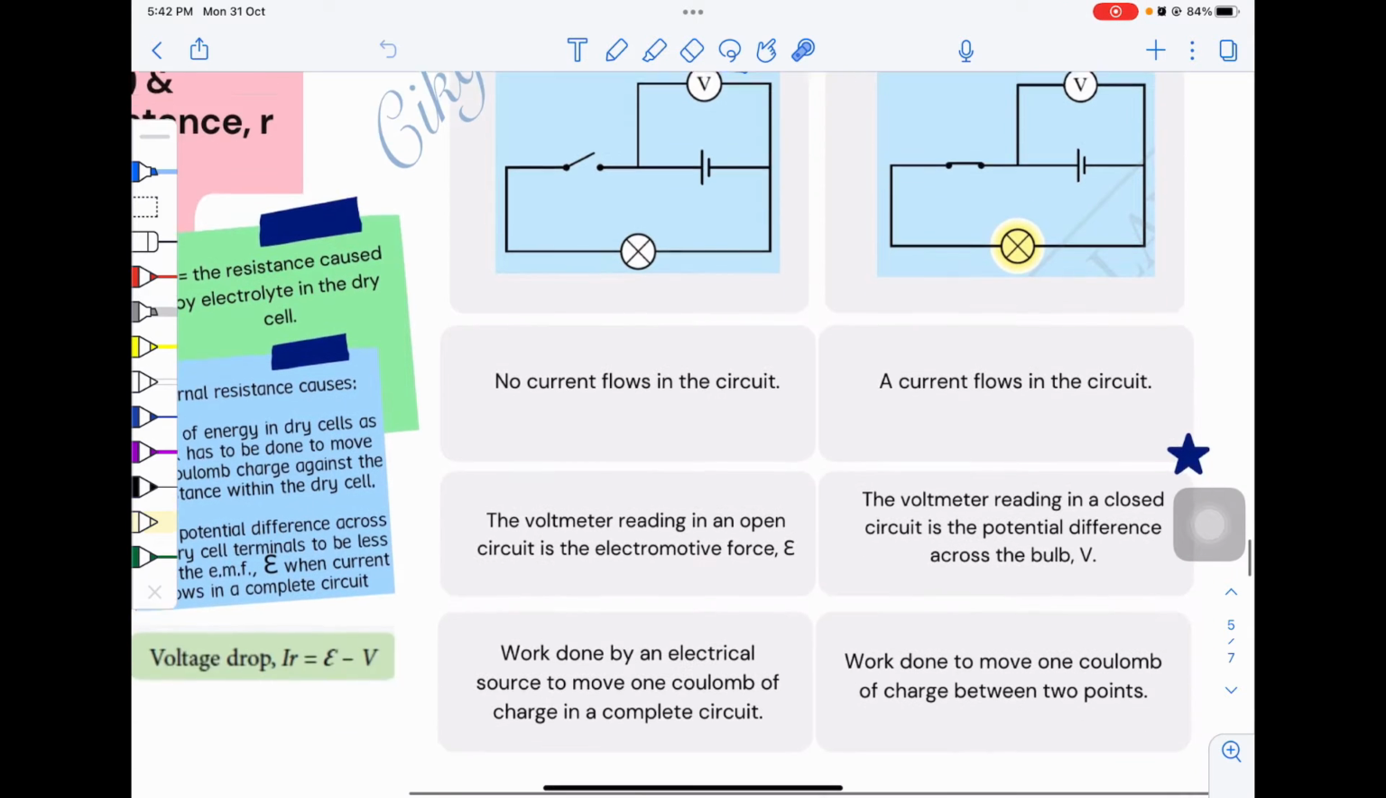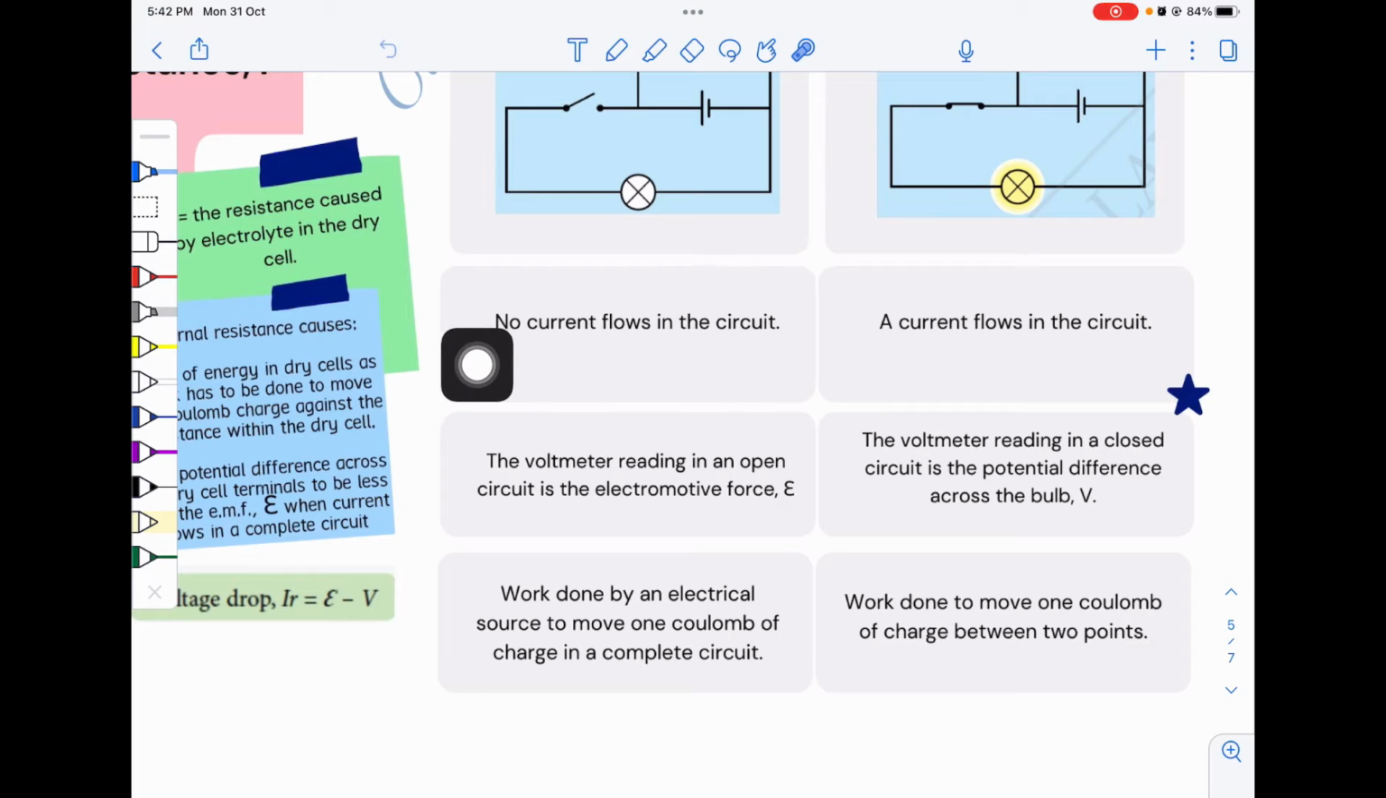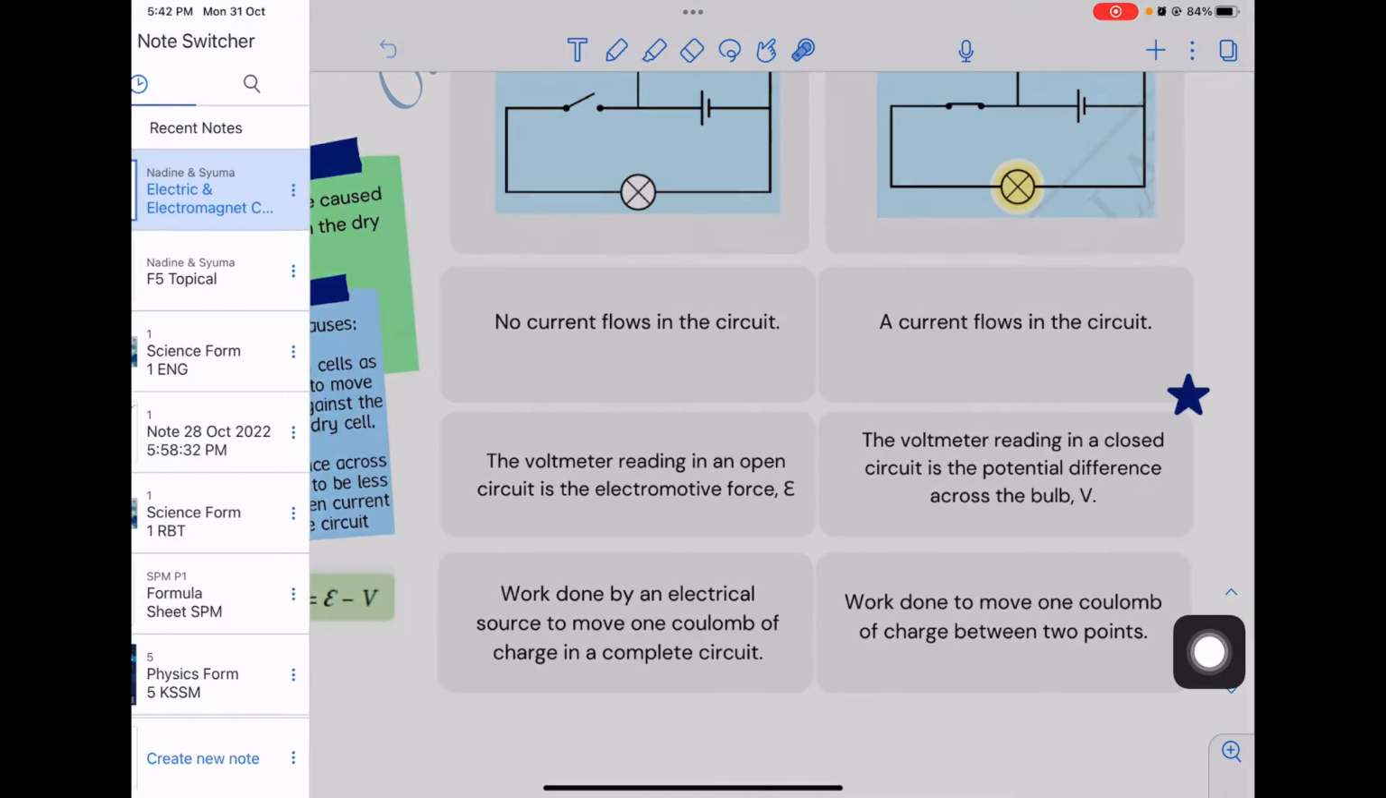So you have to understand the differences. For EMF, no current flows. For voltage, there is current flow. And for EMF, the voltmeter reading is taken in an open circuit. So that is electromotive force, EMF. And this is the difference. Right, so we have that.